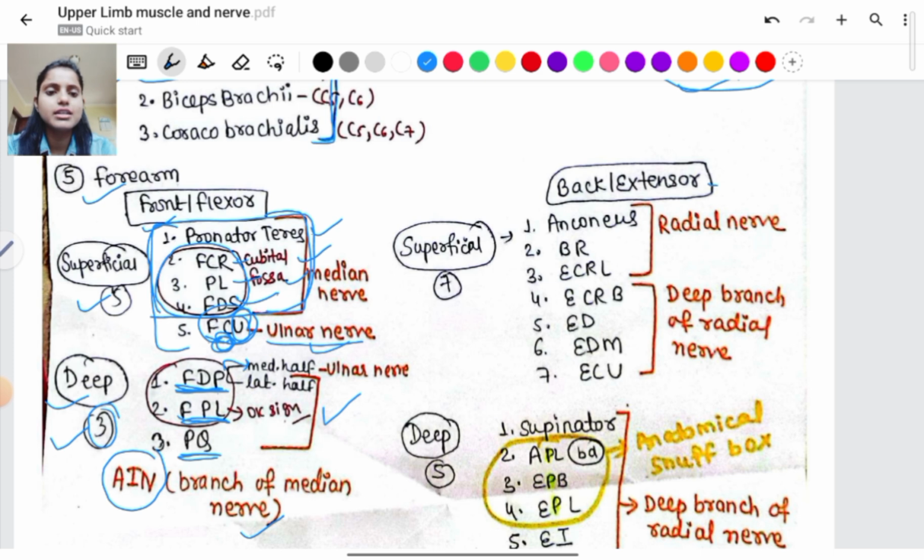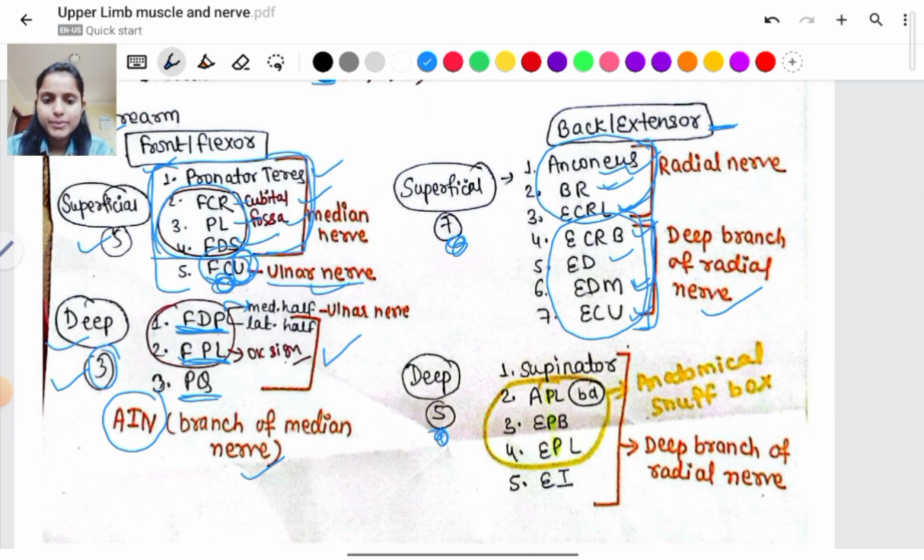In the back extensor compartment, there are 7 superficial muscles and 5 deep muscles. Anconeus, brachioradialis, extensor carpi radialis longus, extensor carpi radialis brevis, extensor digitorum, extensor digiti minimi, and extensor carpi ulnaris. These are all supplied by the radial nerve. Anconeus, brachioradialis, and extensor carpi radialis longus are supplied by the radial nerve, and extensor carpi radialis brevis, extensor digitorum, extensor digiti minimi, and extensor carpi ulnaris are supplied by the deep branch of the radial nerve.